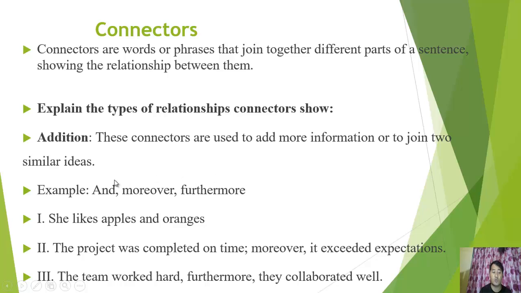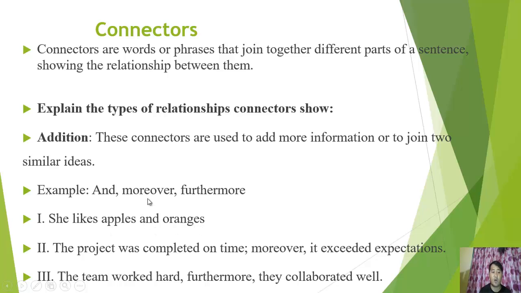We will go through some more examples so that we understand better how ideas are joined by the connectors. Number one, the and connector. Now we are going to look into how an and connector is used in a sentence. So here, she likes apples and oranges. See, we have two different or similar ideas. Apples and oranges come under the canopy of fruits, but they are different fruits. In such a situation we use this and connector to connect two different ideas, points. She likes apples and oranges.